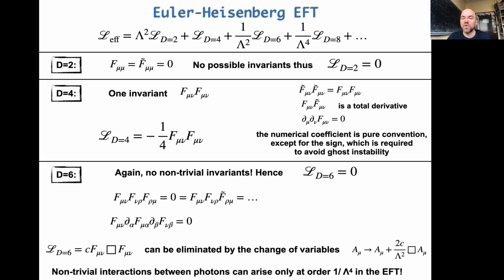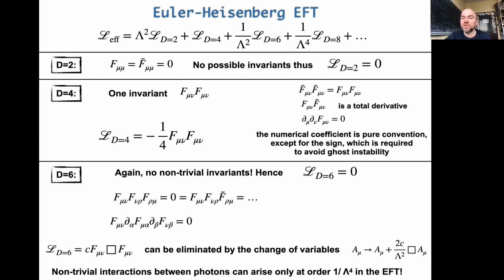For example, you could write tilde F mu nu tilde F mu nu, but then by some simple algebra, one can show that this is the same as F mu nu F mu nu. So we don't have to write it. And there is another thing that you could try to write, F mu nu tilde F mu nu, but then you'll find that this term is a total derivative, and total derivatives don't matter in the perturbative Lagrangian, so we can skip them.